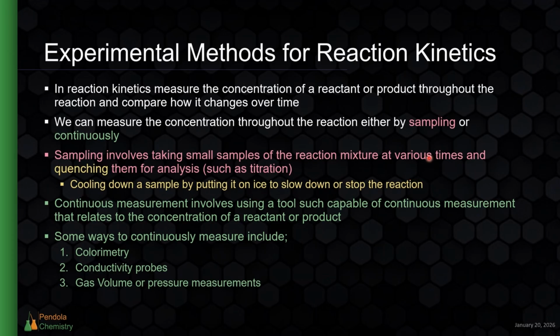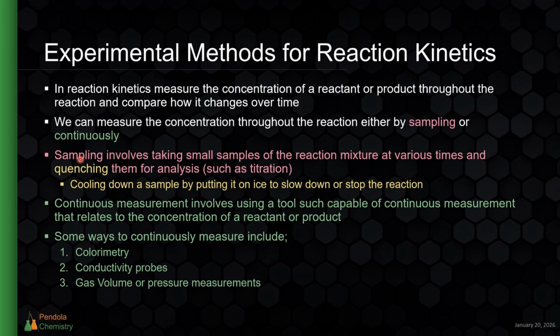stop the reaction. So essentially, what we'll do is carry out a reaction, and every 1 minute, we'll take a small sample from the reaction and put it on ice. And then once the reaction has cooled down and slowed down enough that we know it's not happening anymore, we'll carry out a titration to calculate the concentration of that particular reactant or product at that particular point in time.